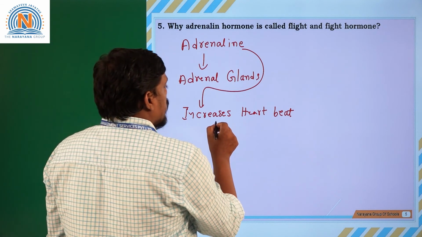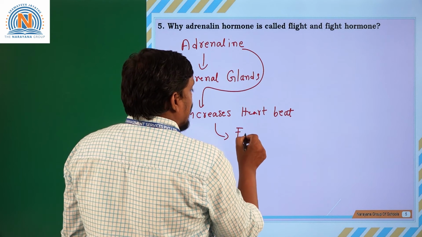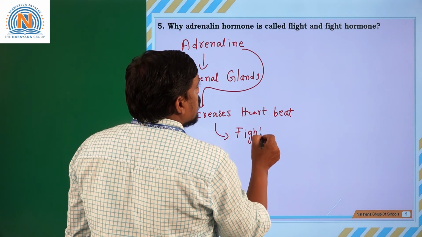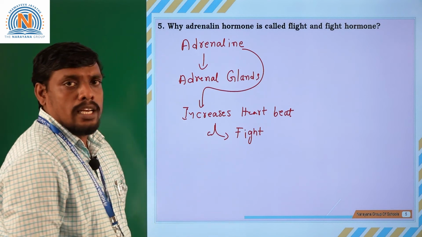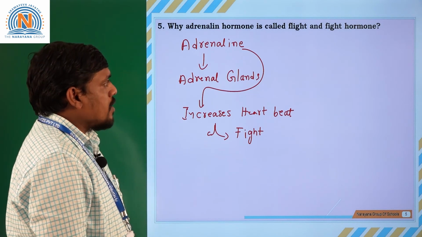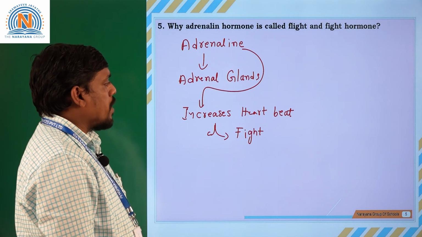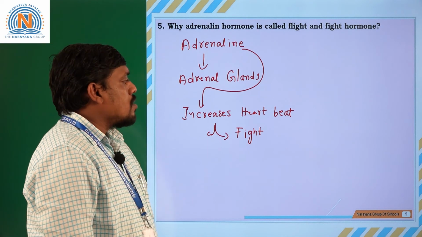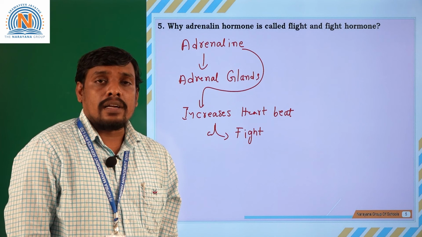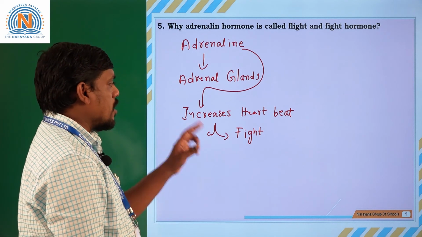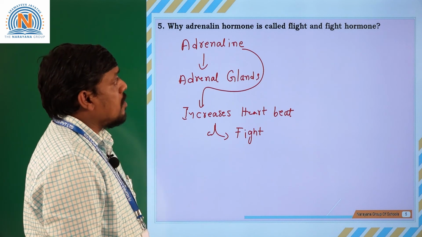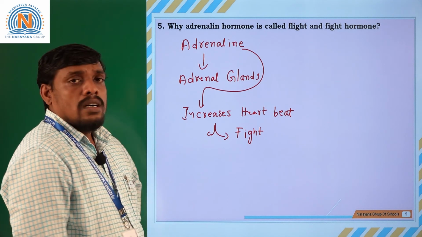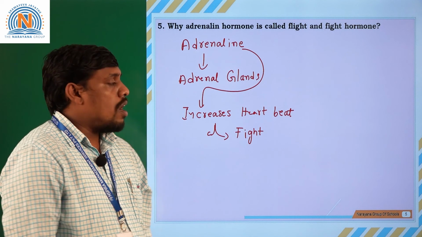So increasing heartbeat results in the fighting character, whereas the flight character is inhibited. So why is it called the fight and flight hormone? Because it produces some characters in our body. What are those? It increases heartbeat and it increases blood pressure. Simultaneously, it is considered a flight and fight hormone.